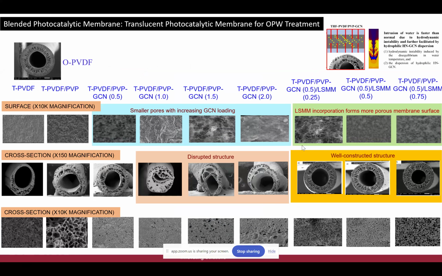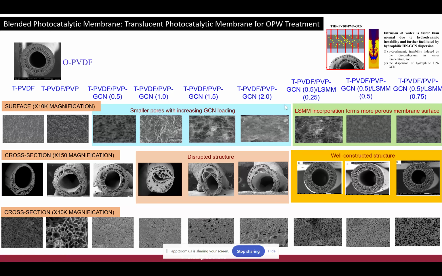And this is the image of our surface and cross-section morphology of our membrane. So you can see there are variations of morphology from the parent translucent PVDF. We have the addition of PVP, varied graphitic carbon nitride catalyst loading, and varied LSMM. And we also compare with the opaque PVDF membrane.